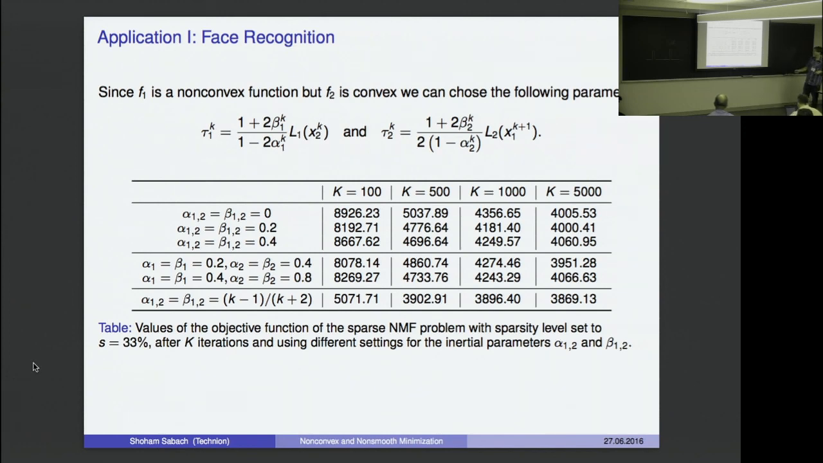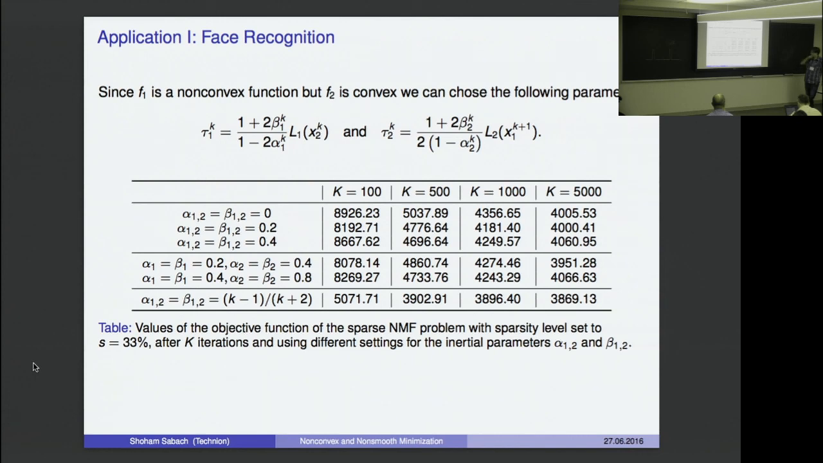So what you see here in the last row is this choice of parameters, but with tau taken as the Lipschitz constant, without the parameters in front. And then you see the best results, but unfortunately this is not covered by our theory. All the rest do cover, but the last shows the importance of inertial parameters, and we will consider it in our next work.